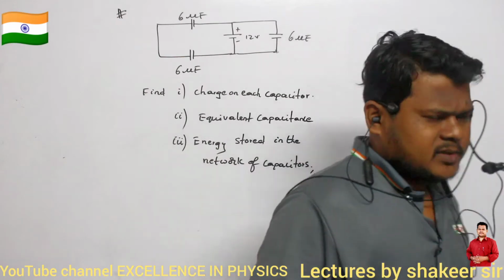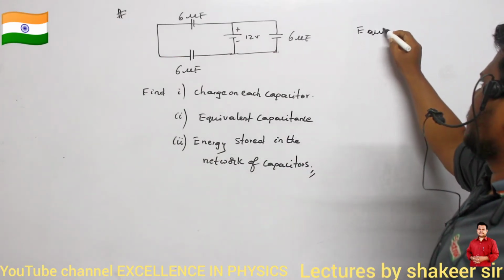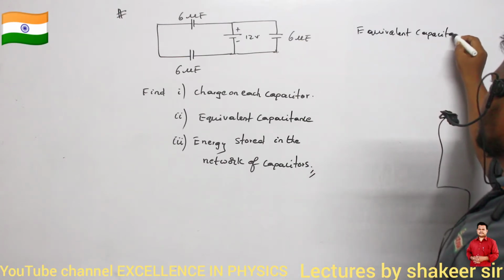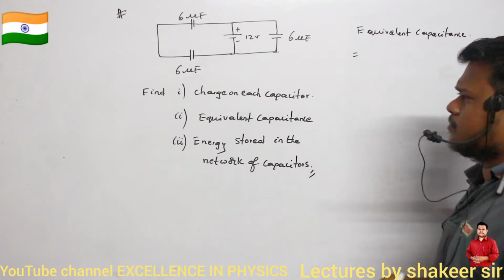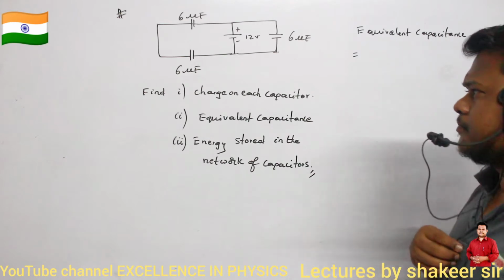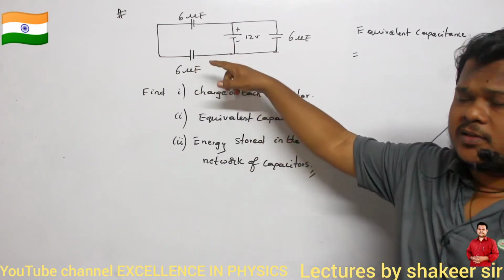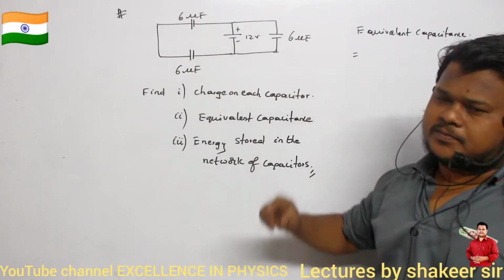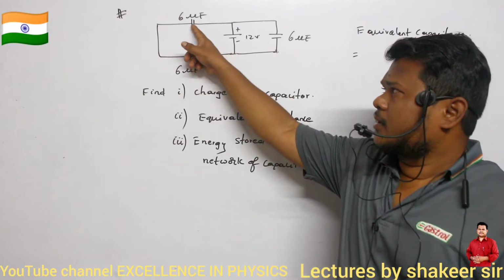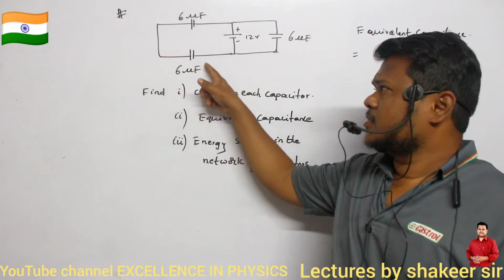So first of all, let us calculate the equivalent capacitance. Can you say what the equivalent capacitance will be? First of all, which capacitors are in series and which are in parallel? What about these two capacitors, this one and this one? Are they connected in series or in parallel? These are not connected in parallel. These two capacitors are in series. Clear?